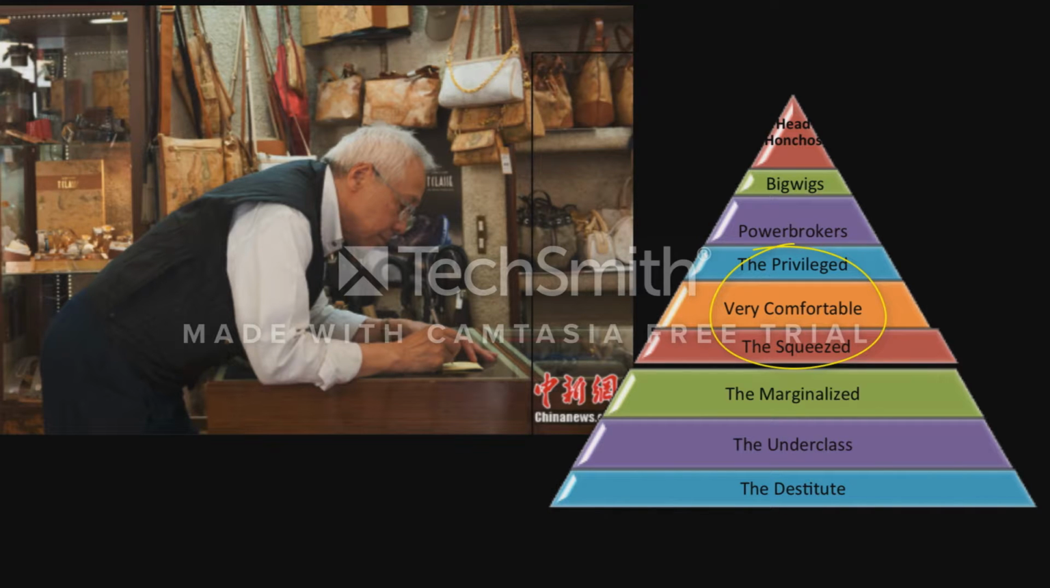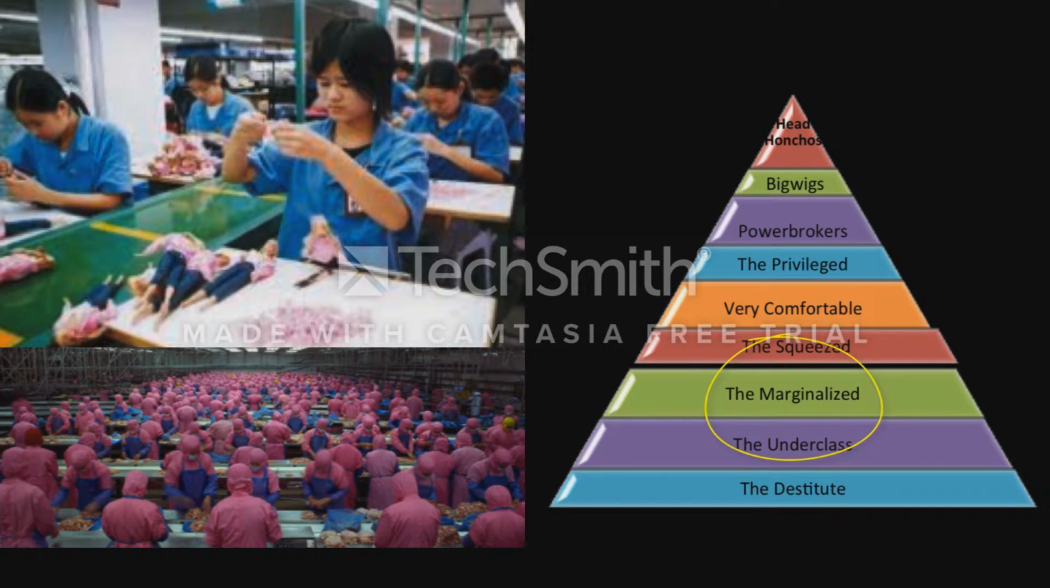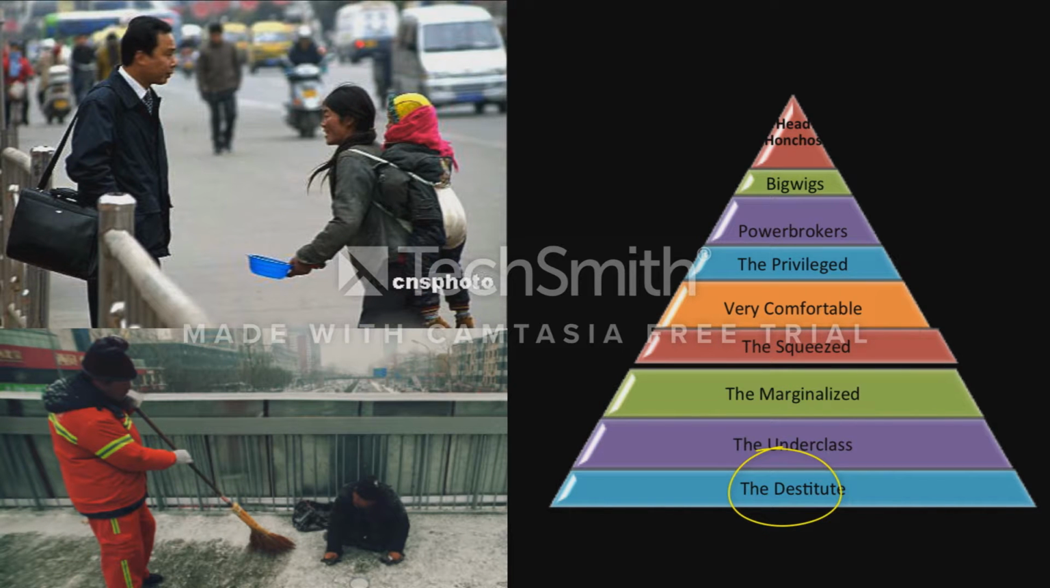Tier 5 is very comfortable. They're successful small and medium business owners. Tier 6, the squeezed, are white-collar workers. Tier 7, the marginalized, are factory workers. Tier 8, the underclass, are migrant workers. Tier 9 are the destitute, long-term unemployed urban residents.